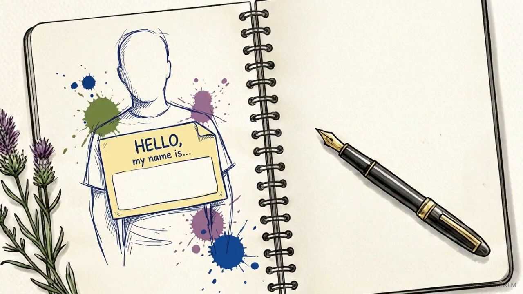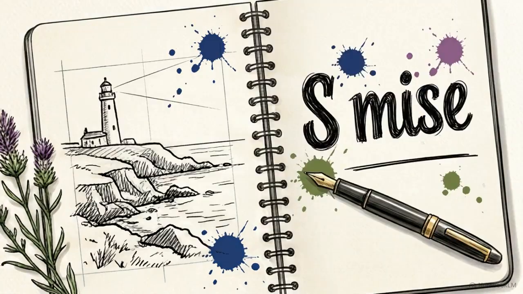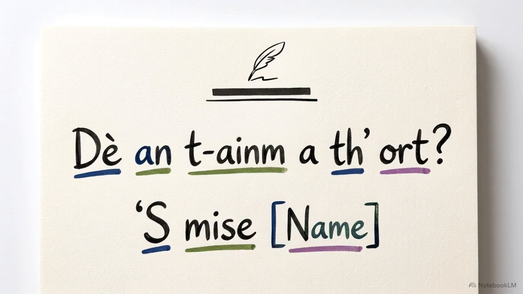Step 3 is exchanging names. In English, we ask, what is your name? In Gaelic, you literally ask, what is the name on you? To ask this, you say, Dè an t-ainm a th' ort? To answer, you use an emphatic form of the word I am, which is is mise, followed directly by your name. Add that to your list. Write the question, Dè an t-ainm a th' ort, and underneath it, write your response, is mise, and your name.